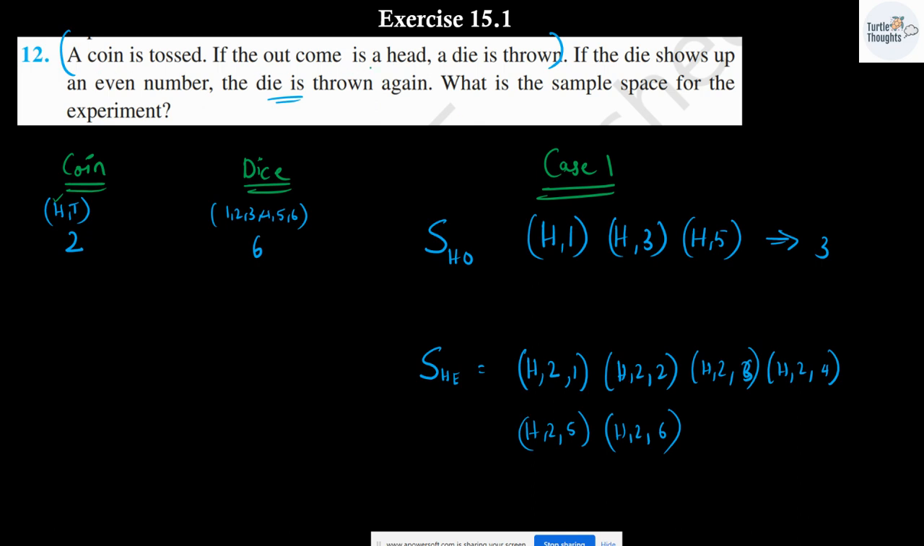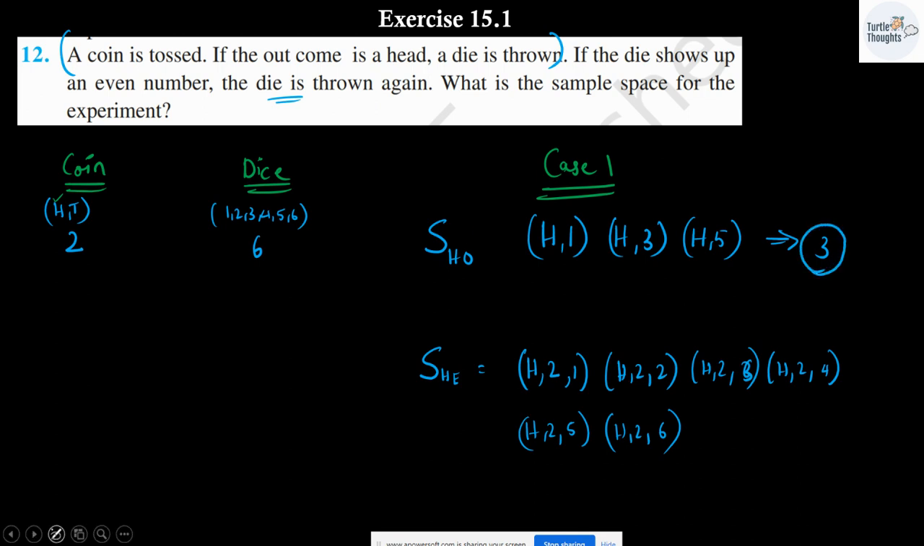If the outcome is a head, so a coin is tossed, then a die is thrown. If the die shows an even number, then again the die is thrown. If it shows an odd number, you are going to stop there. So if you get a head first and then an odd number, you stop. Either you can get 1, 3, or 5, so the possible outcomes here are 3.